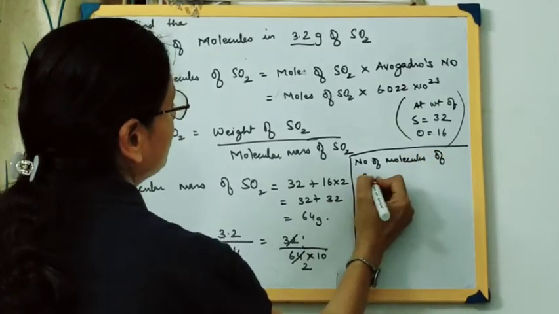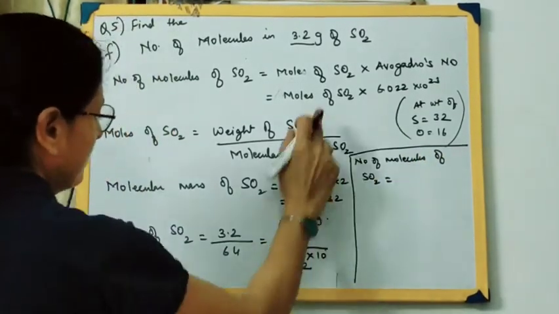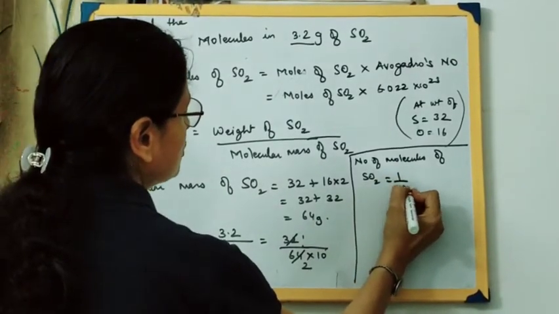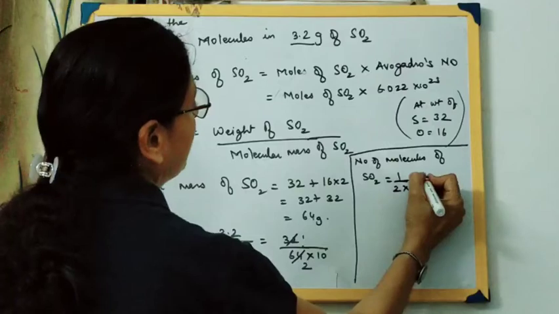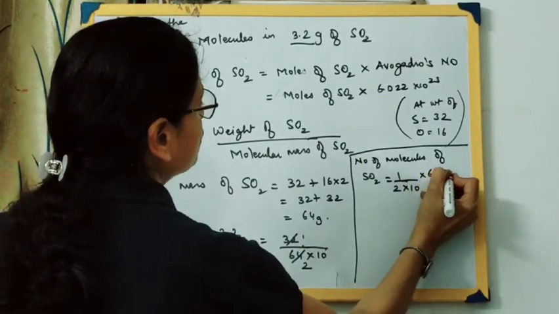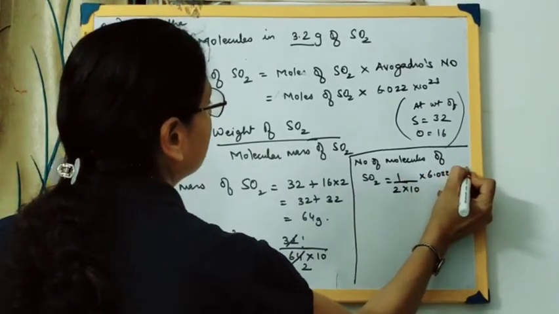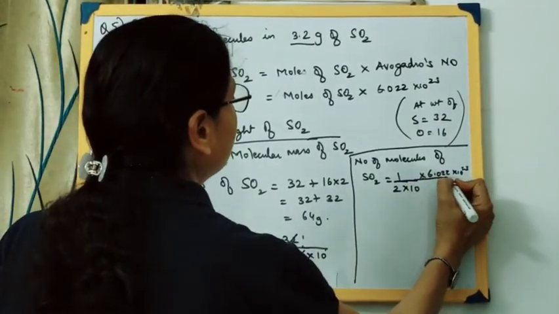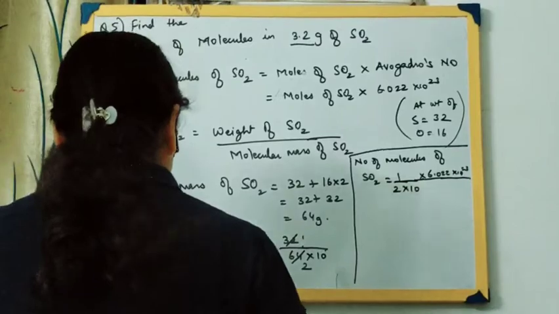Of SO2, that is moles of SO2. We have found out the moles of SO2, that is 1 by 2 into 10 into the Avogadro's number, that is 6.022 into 10 to the power 23. This is the Avogadro's number. So what we will be doing over here is simply cancel it.